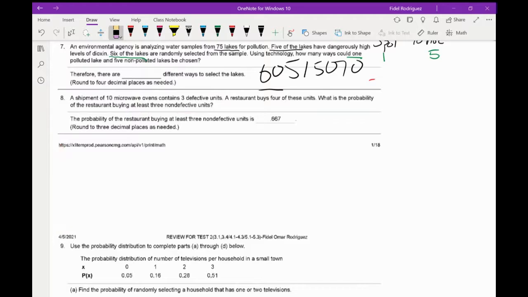All righty. Okay, so guys, number 8 says we have a shipment of 10 microwave ovens that have 3 defective units. And so again, the first thing I'm going to do, I'm going to write some stuff down that I think is going to help me. I have a total of 10, right? 3 of them are defective. So if 3 of them are defective, that tells me 7 of them are not defective, right? Then the next thing we know is the restaurant's going to buy 4 of them. And it says, what's the probability that the restaurant buys at least 3 non-defective units?